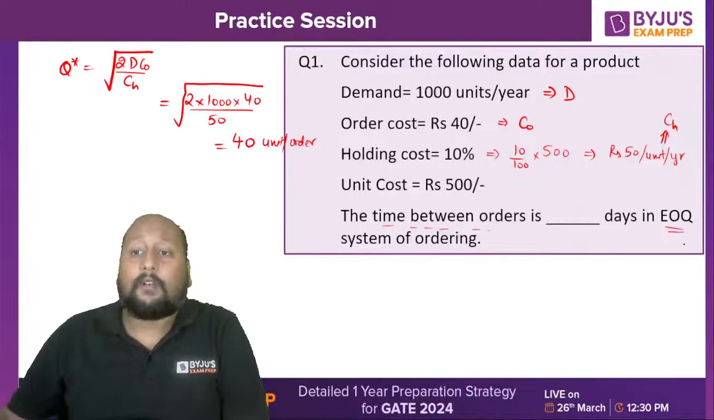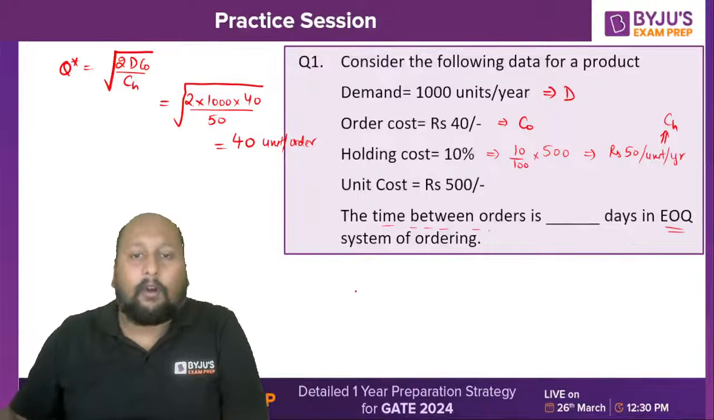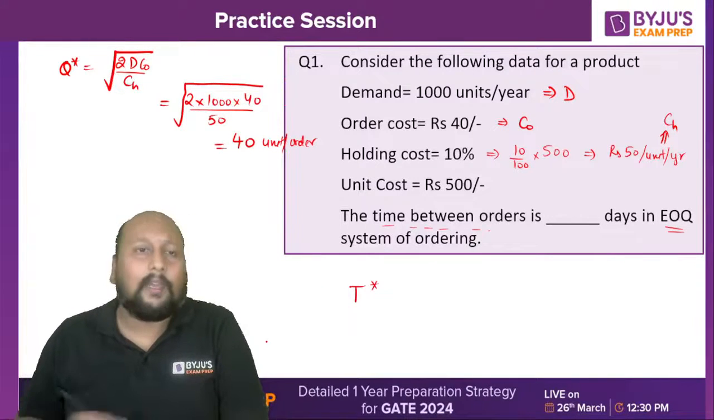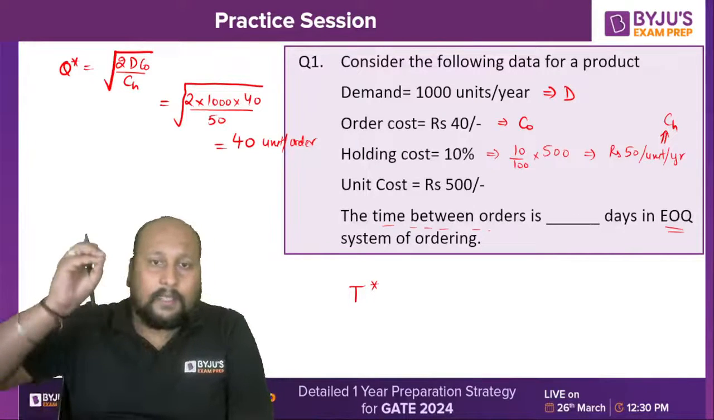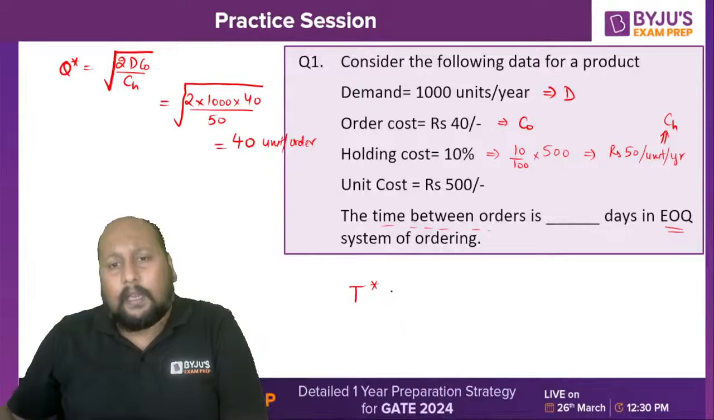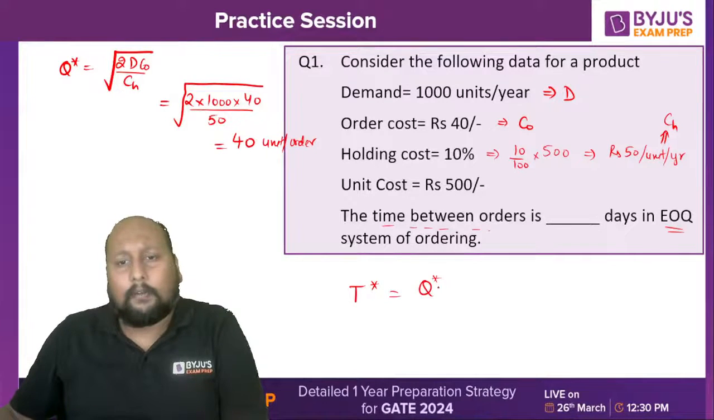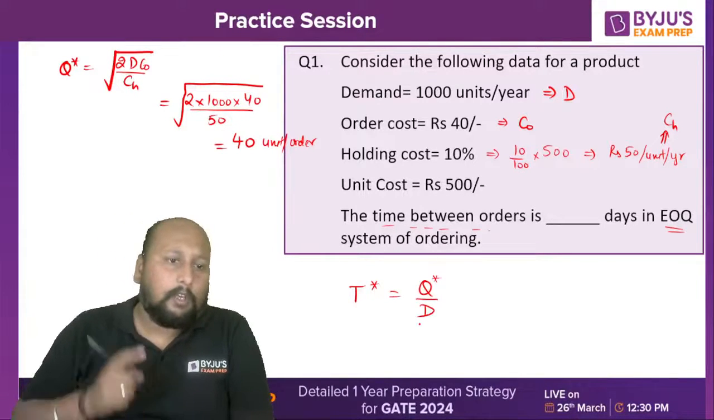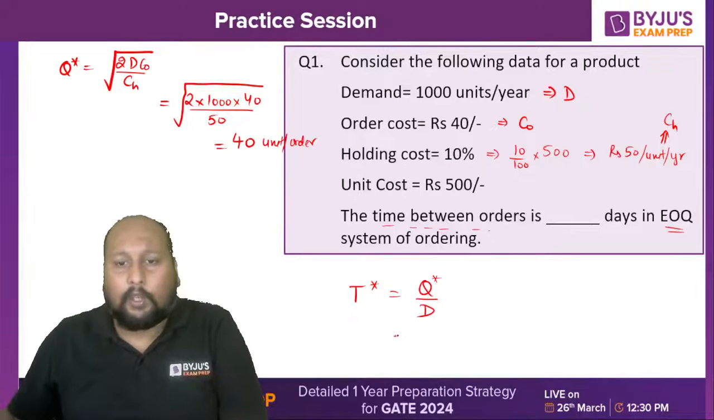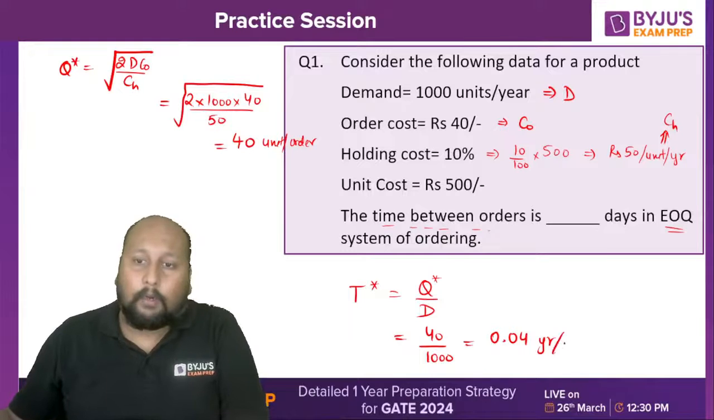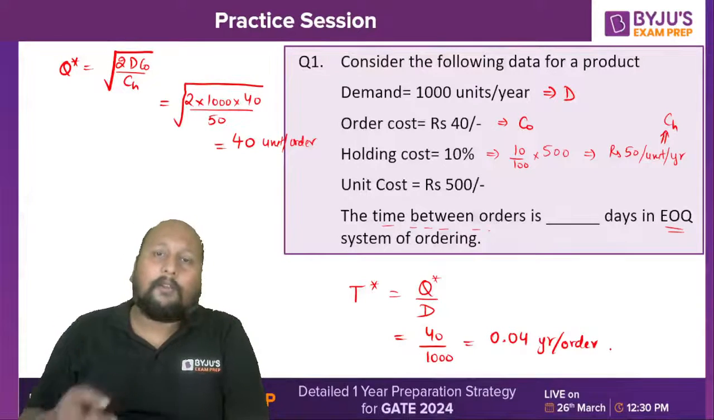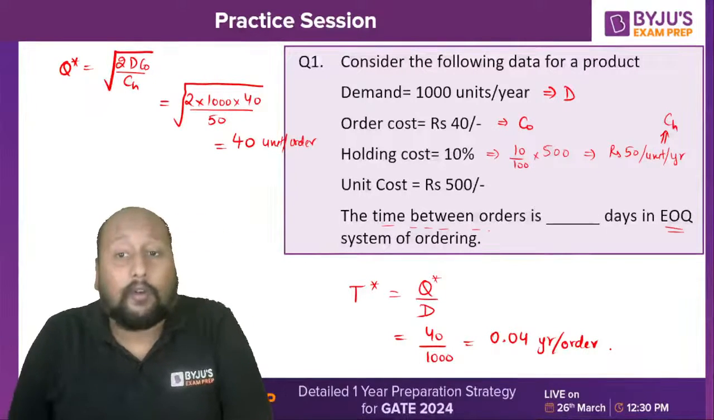ordering system is based on EOQ? So how we can calculate the value of T star? Anyone? How we can calculate the cycle time? If the order quantity that you are seeing is 40, can we say that it is nothing but Q star divided by capital D? Now what is Q star? That is 40 divided by D, which is 1000. So from here I'm getting this as 0.04 year per order. That means every order will be having a duration of 0.04 years.